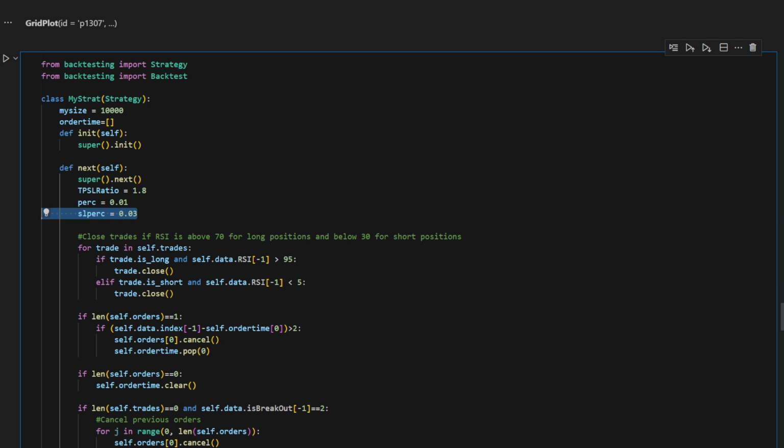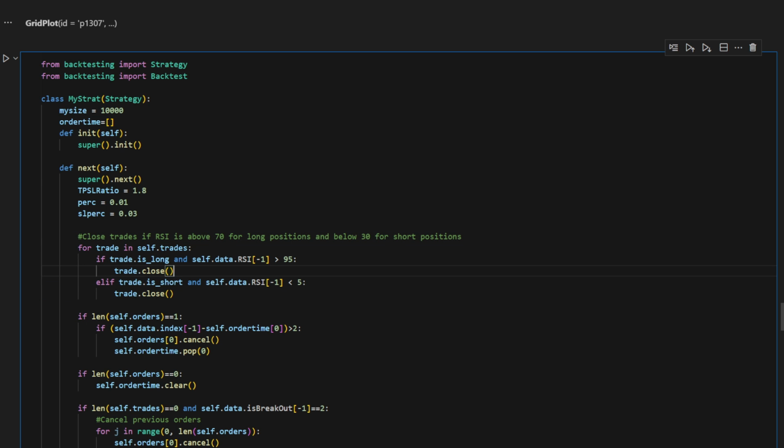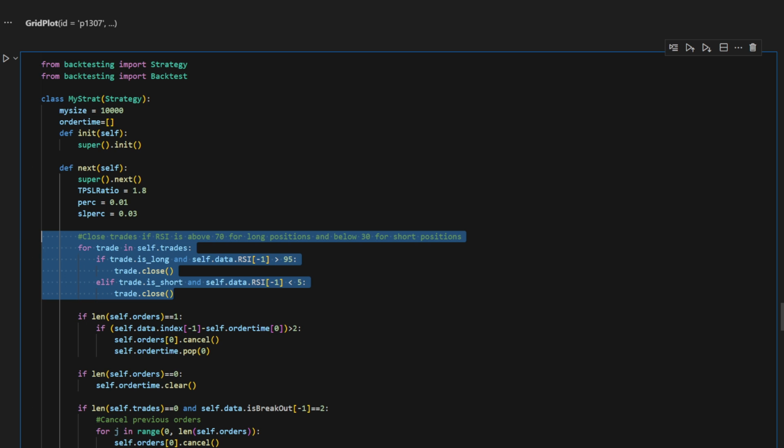And I'm adding another way to exit the trades. If we have a long position and the RSI climbs above 95, then we're going to close immediately because we have an overbought asset. And the same thing in the opposite direction. If we have an open short position and the RSI drops below 5, then we also close, even if we didn't reach the stop loss or the take profit values yet. So we're going to use the RSI as another way to exit our trades.